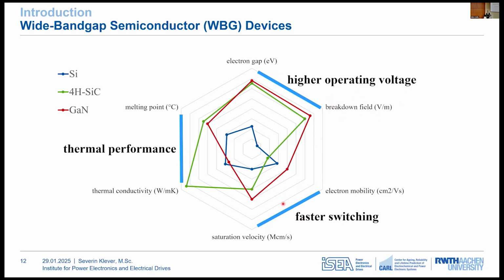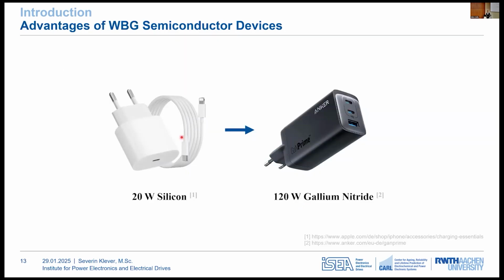They offer faster switching with lower switching losses, and they offer a better thermal performance that allows a reliable operation at higher temperatures. And this development can once again be illustrated using the example of a phone charger. On the left, you see a device with a rated power of 20 watts that uses silicon MOSFETs. And on the right, there's a similar sized device, but this one uses gallium nitride technology. And despite having almost the same size, the GaN-based charger delivers 6 times more power and also has multiple ports at the output.